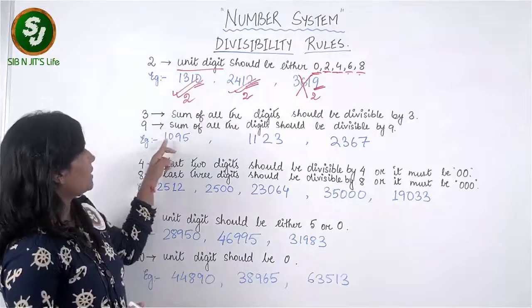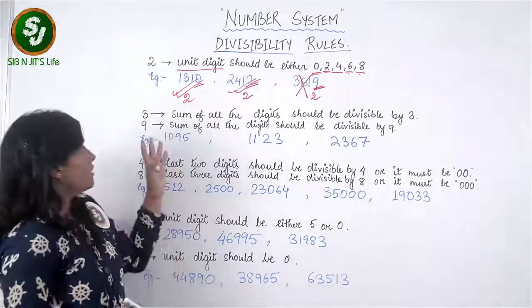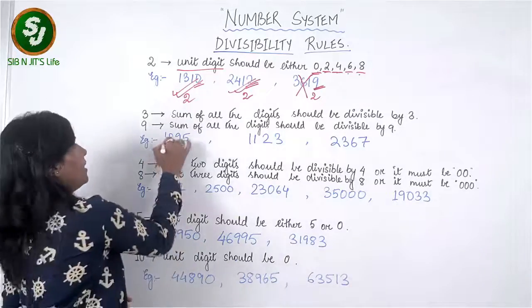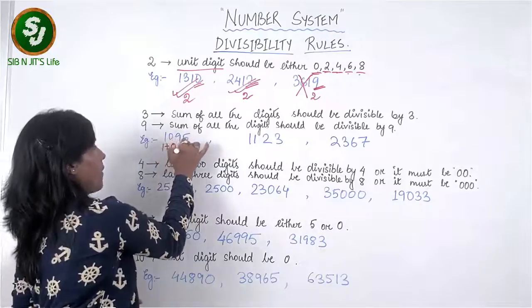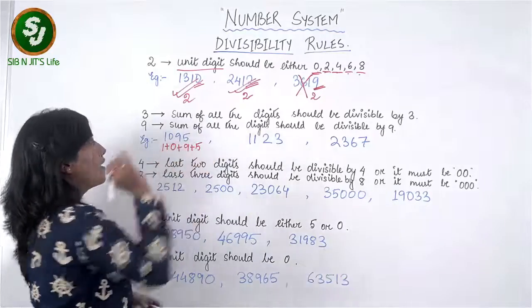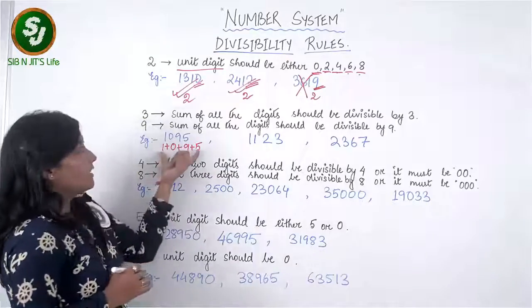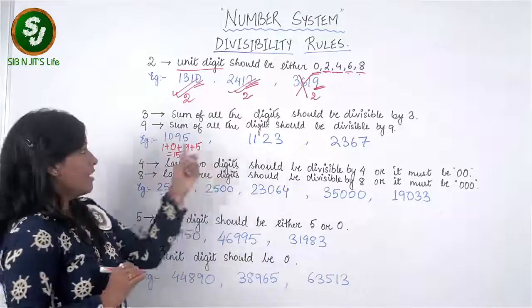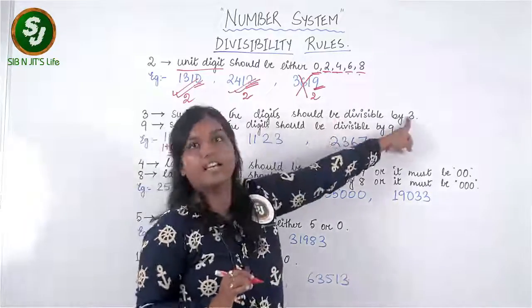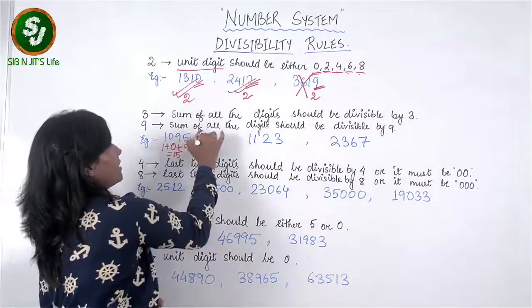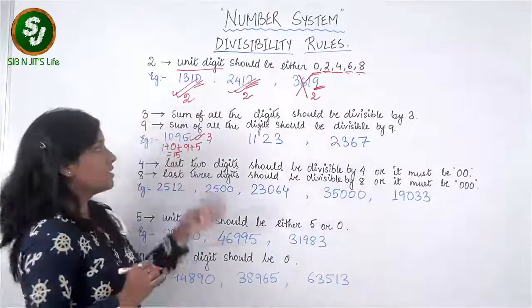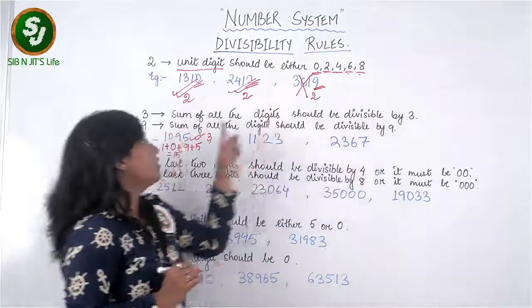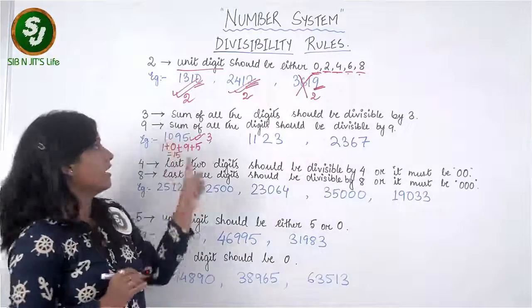So first we have 1095. Now let's check whether the sum of the digits is divisible by 3 and 9 or not. So 1 plus 0 plus 9 plus 5. When you add these numbers, we get an answer of 15. Now is 15 divisible by 3? Yes. So definitely this number is divisible by 3. Let's check it for 9 also. Is 15 divisible by 9? No. So that means this number is divisible only by 3.